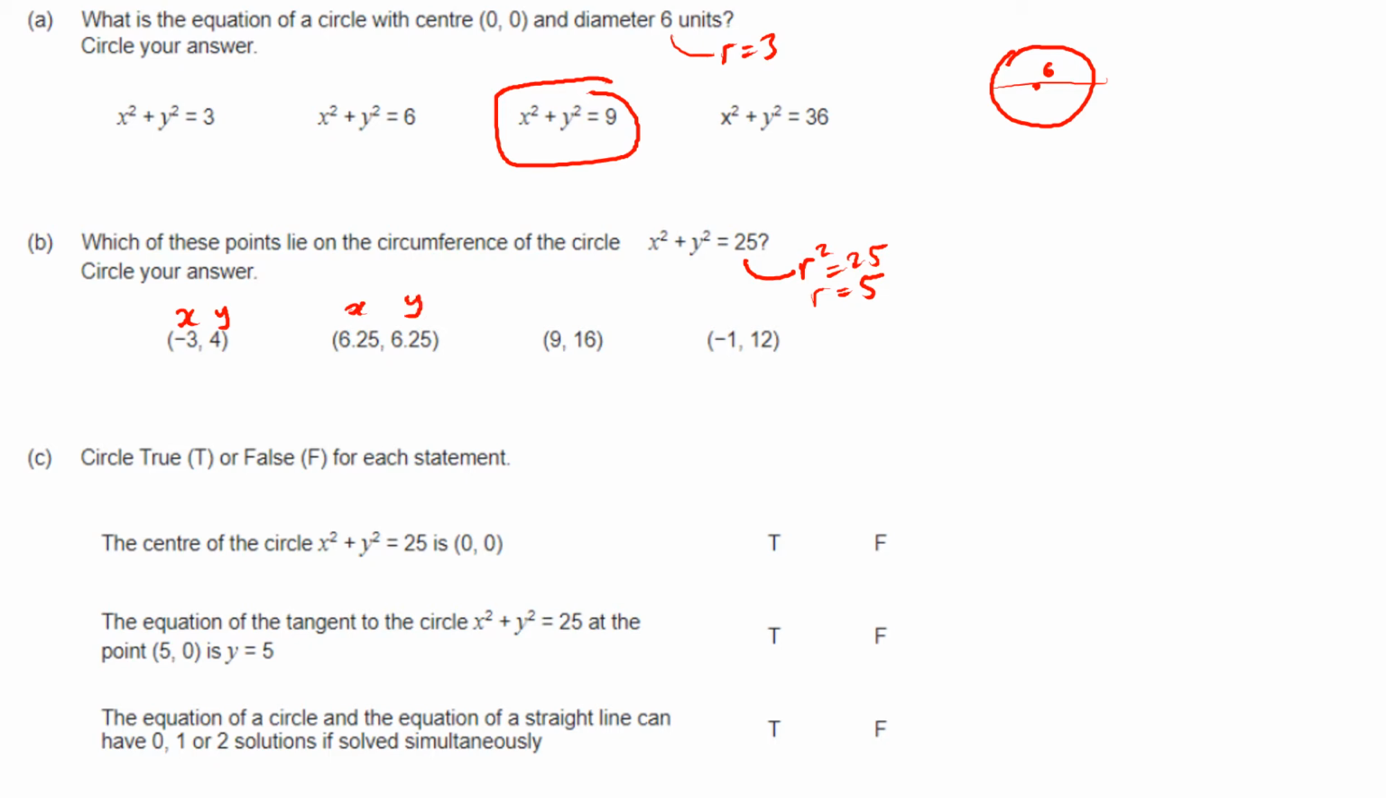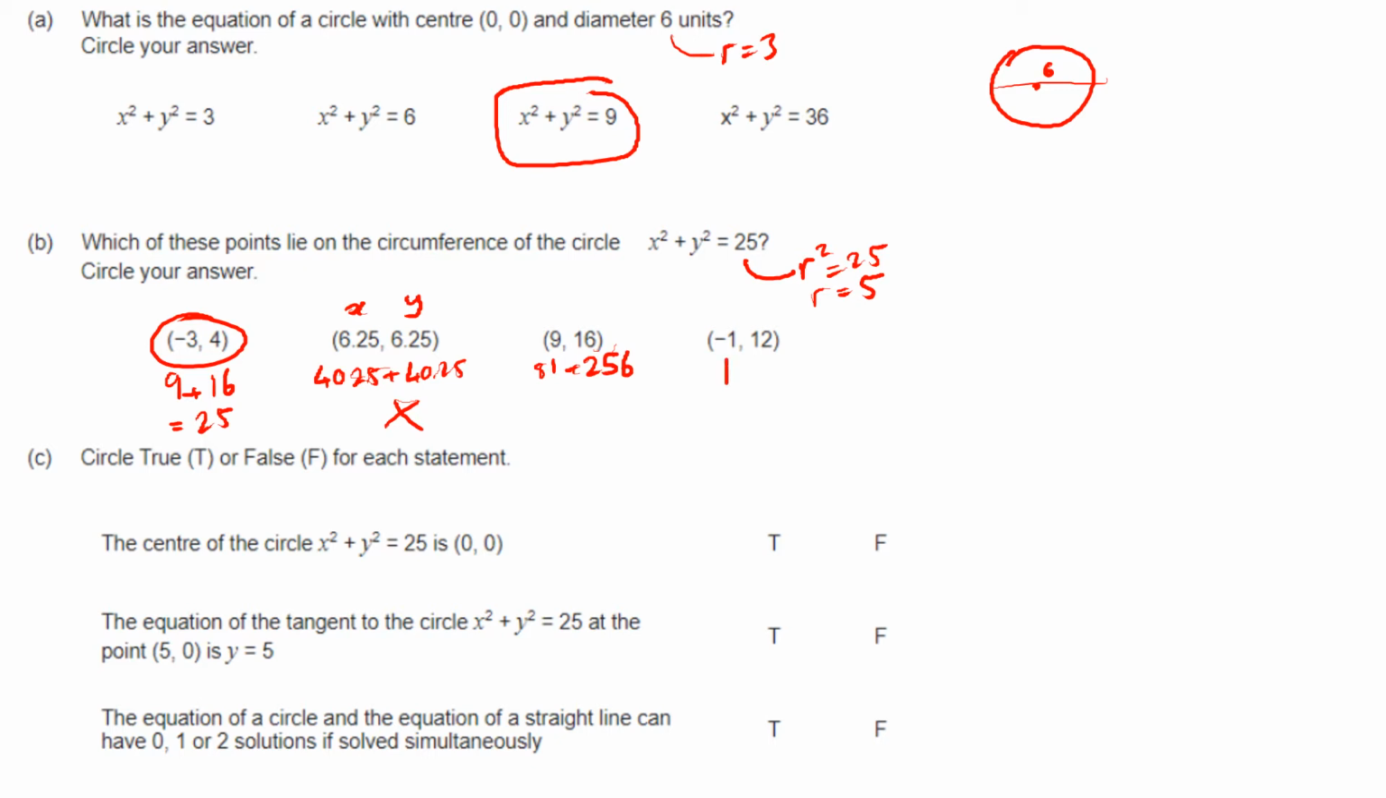So if we square minus 3, we get 9. If we square 4, we get 16. If we add them up, we get 25. So we can definitely say that this first point is on the circumference of the circle because it matches the formula. Whereas all the other ones, something like 40.25 plus 40.25, that's clearly not going to equal 25. This is 81 plus 144, that's clearly not going to get there either.